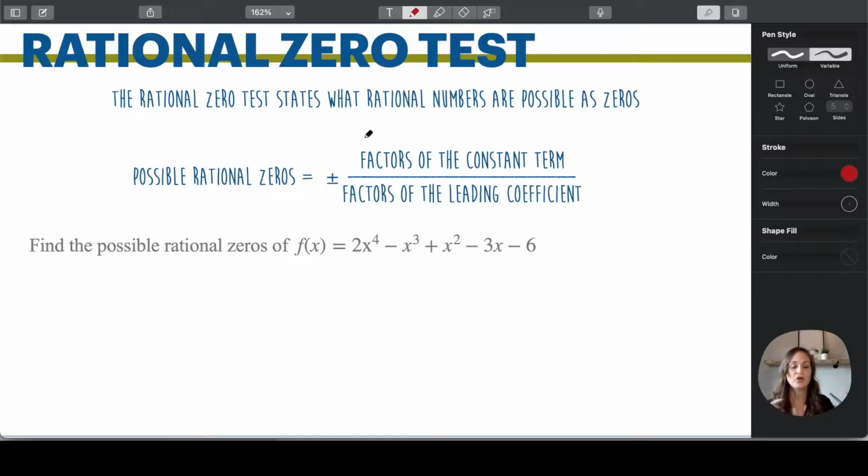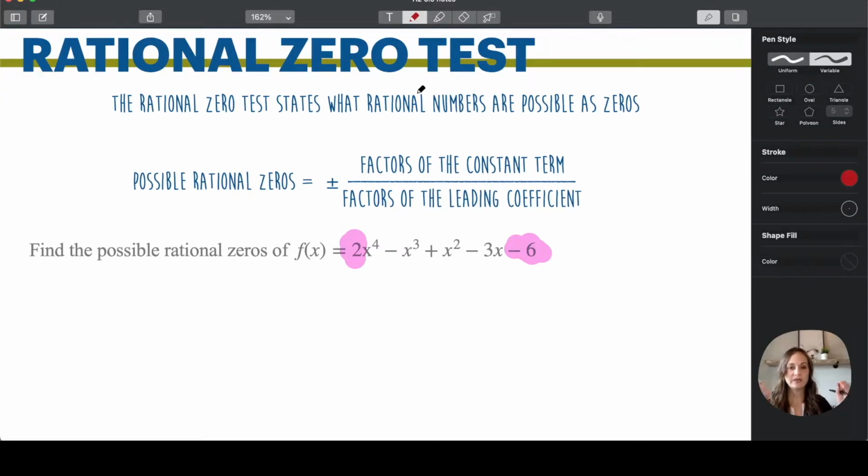So, for example, in this polynomial 2x to the fourth minus x cubed plus x squared minus 3x minus 6, to find the possible rational zeros of this polynomial, you're going to take the factors of the constant term, which is 6, and you're going to divide that by the factors of the leading coefficient, which is 2. Now, it is going to be the plus or minus. If you notice this, it's got to be the plus or minus of those. So it doesn't necessarily matter if that was a plus 6 or a minus 6, or even if that was a plus 2 or a minus 2.